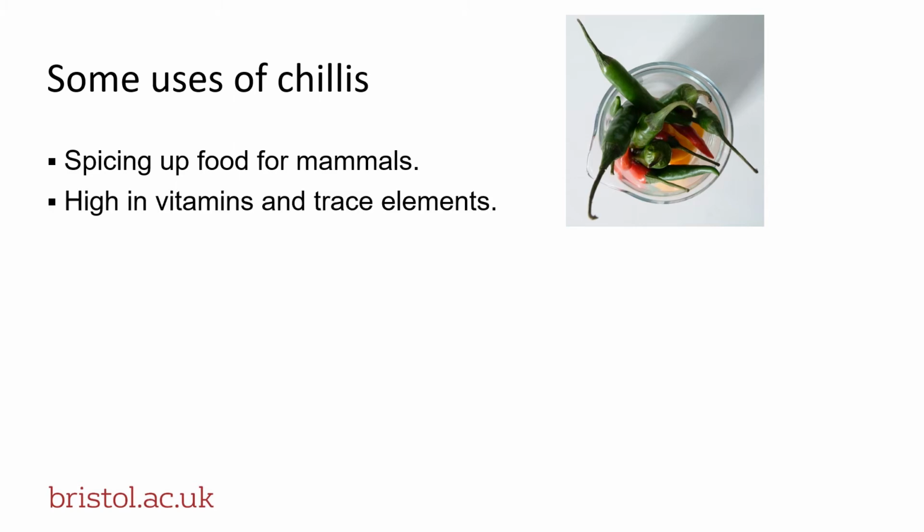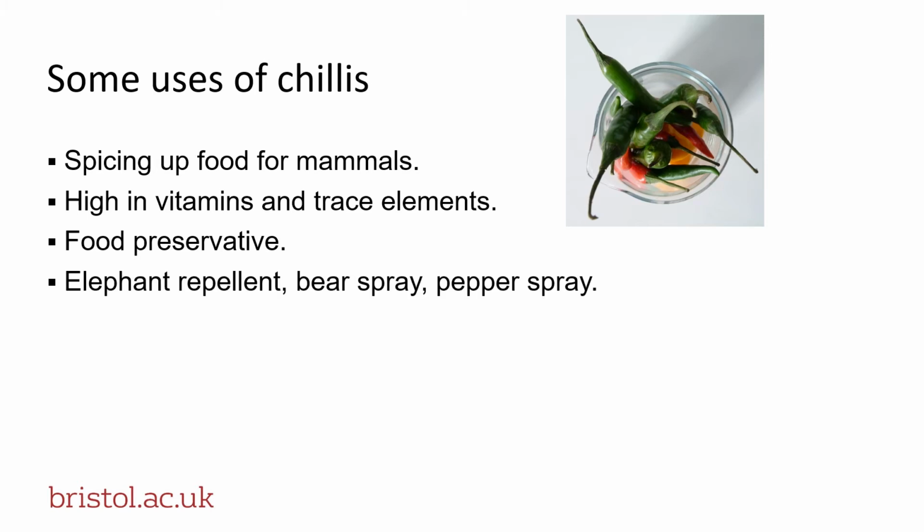Chilies are also high in vitamins and various trace elements, and it's thought that what we know as the chili heat actually evolved to keep away those greedy mammals from picking the fruit and not distributing them widely. It can be used as a food preservative, but also as an elephant repellent, a bear spray, and a pepper spray. And finally, people noticed that it can give pain relief, and that's again thought to be related to the capsaicin sitting in the vanillin receptor, which is not just related to scent, but potentially also to pain.